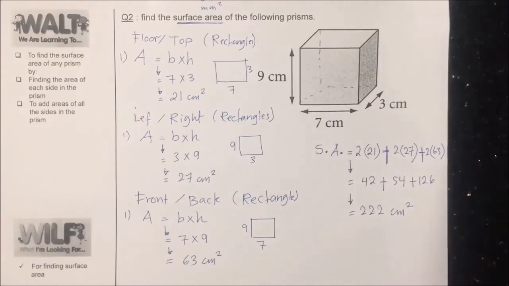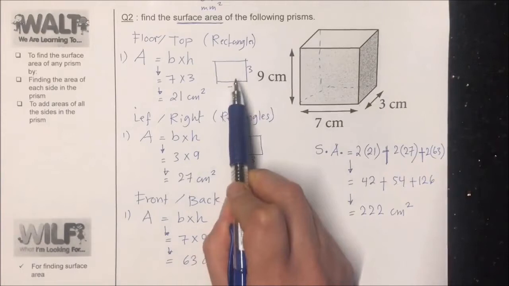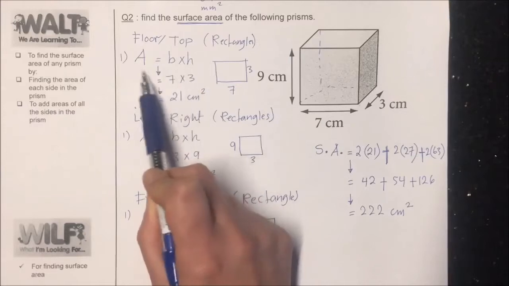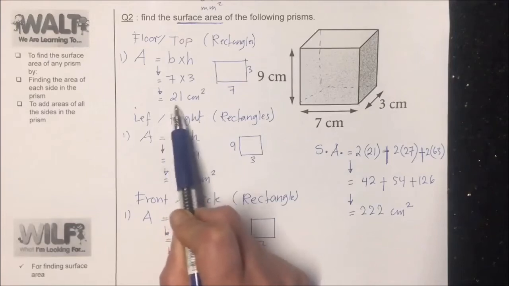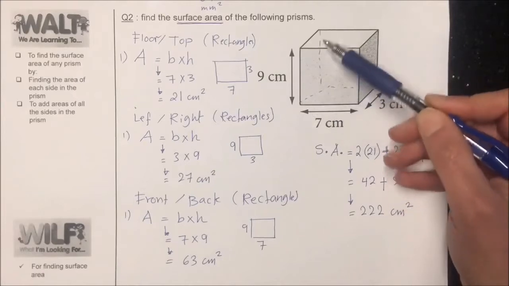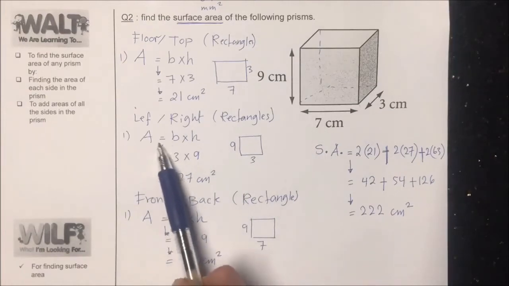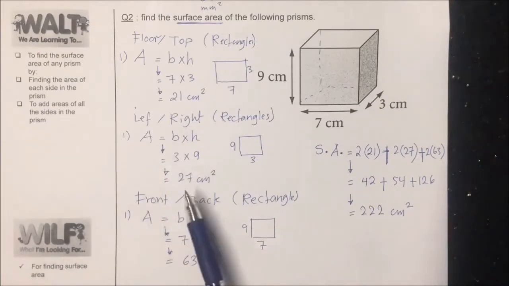in the 3D object. So we started by finding the area of the floor face, which is a rectangle in this case. And we write the general formula of finding the area of the rectangle, and we ended up with 21 centimeter squared. And then we found the area of the left side or the left face, which is a rectangle as well. And we substituted in the general formula of finding the area of a rectangle, and we ended up with 27 centimeter squared.